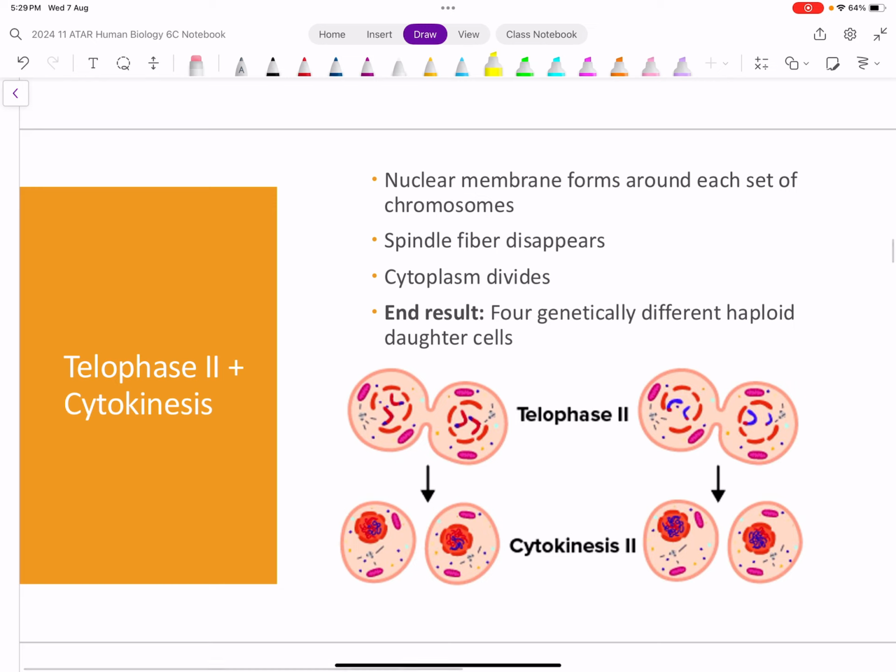As we jump down into telophase 2 and cytokinesis, in telophase our nuclear membrane forms around each set of chromosomes, that spindle fiber disappears, and lastly in cytokinesis we get that division of cytoplasm. Our end result now is slightly different to our first meiotic division. The key difference is the number of cells produced. We have 1, 2, 3, 4 genetically different, genetically unique haploid daughter cells.